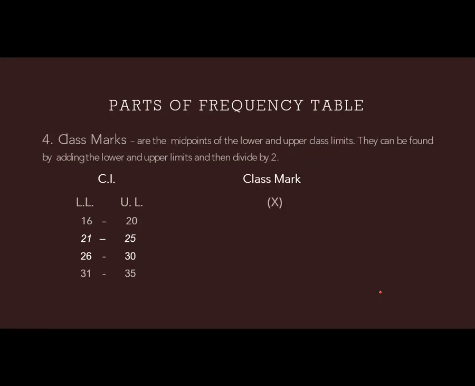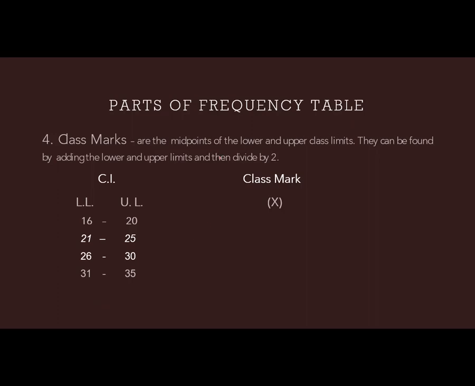Next, of course, class limits, class size, class boundaries, and then class marks. When we say class marks, these are midpoints of the lower and upper class limits. They can be found by adding the lower and upper limits and then dividing by 2. So, same example, we have here a class interval, 16 to 20, 21 to 25, 26 to 30, and 31 to 35.